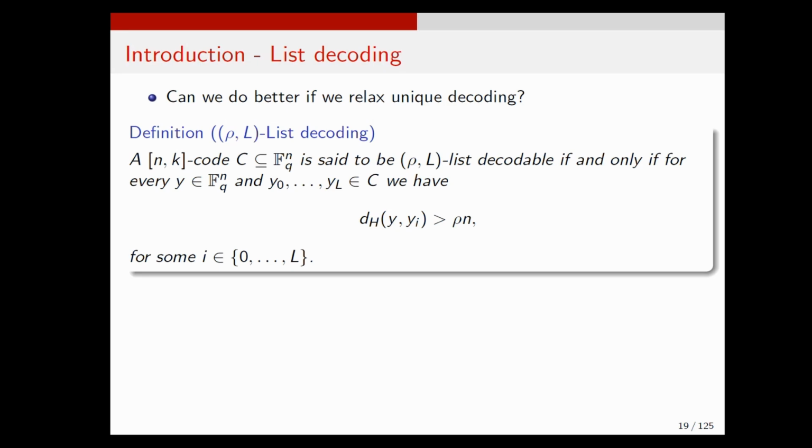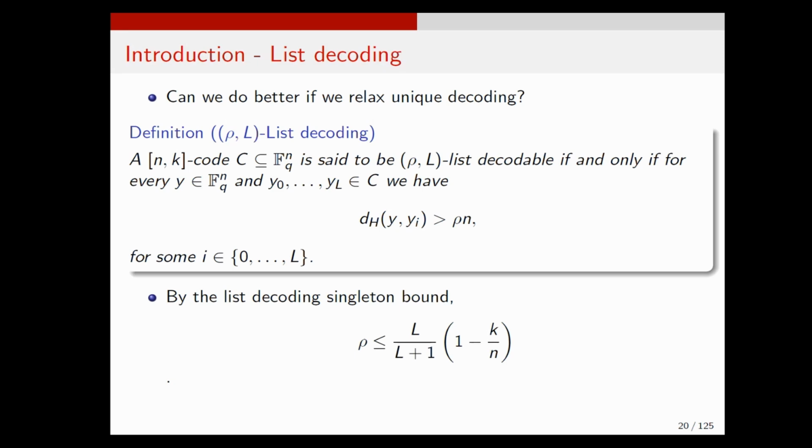In other words, if I take L+1 codewords, at least one of these has to be farther away than distance rho n. So within a ball of radius rho n, you should only be able to find L codewords. The L+1-th codeword has to be outside of it. Okay, so this is list decoding.